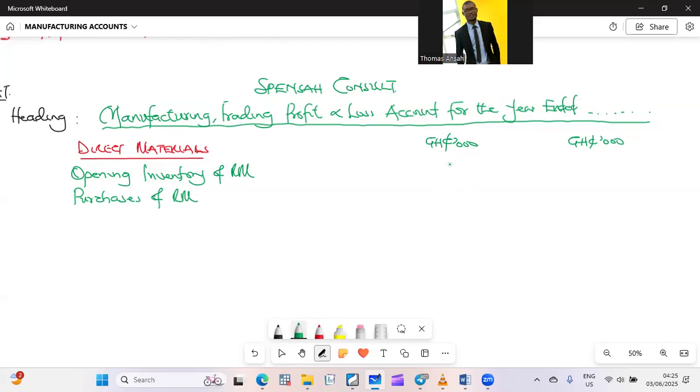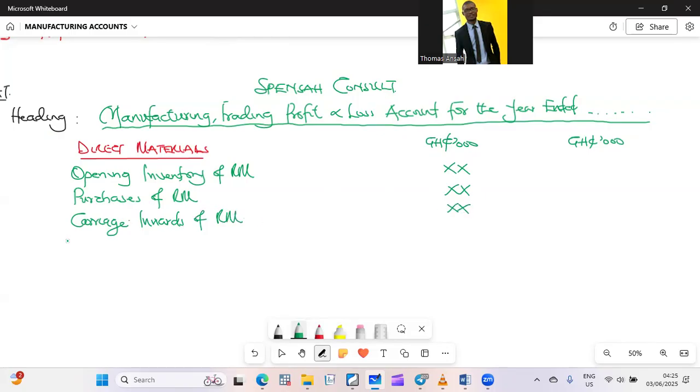Opening stock of raw materials, you put it there nicely. You add. If there is carriage inwards of raw materials, bring it.